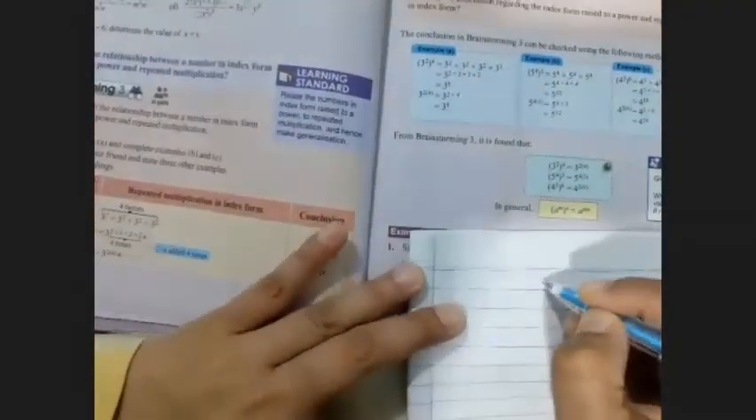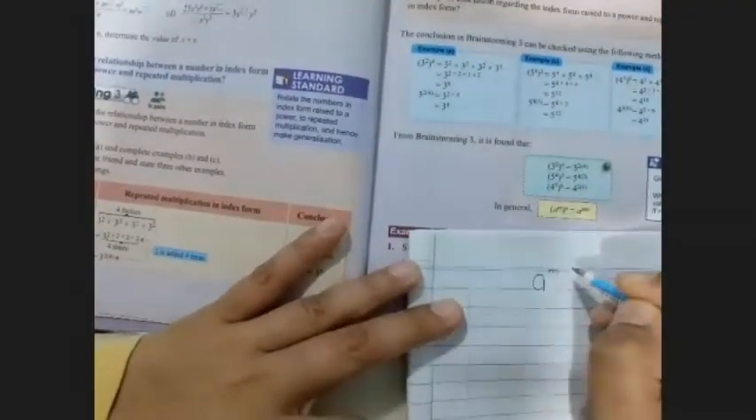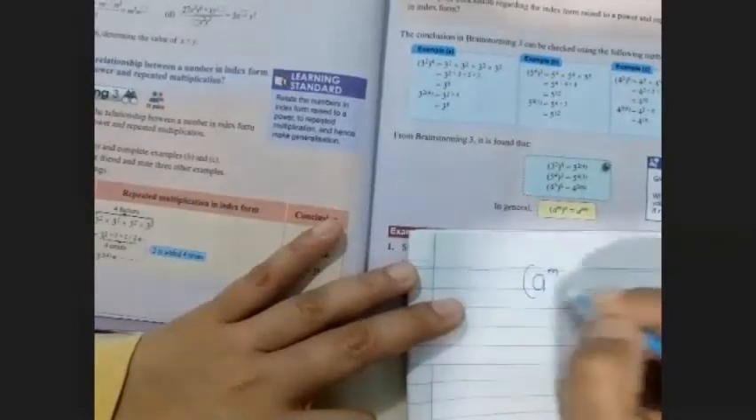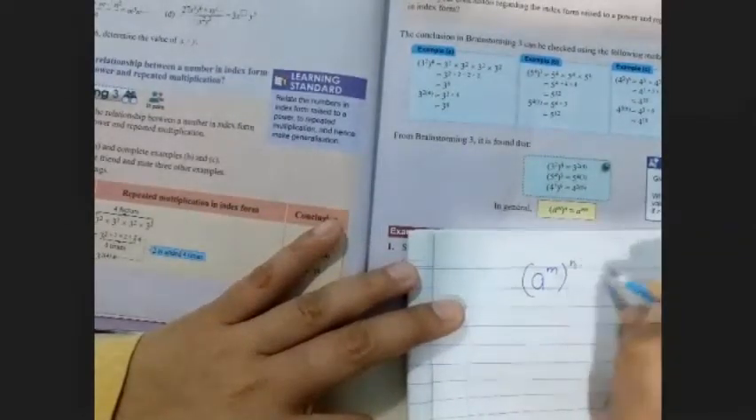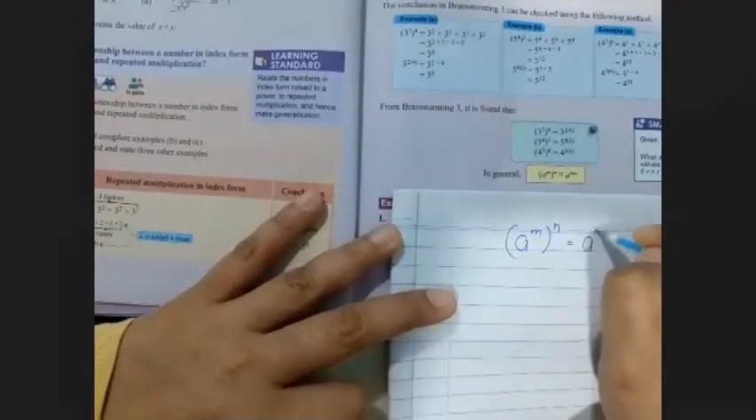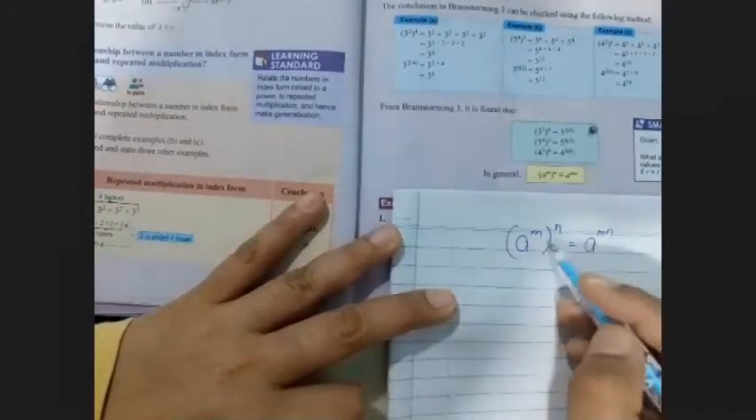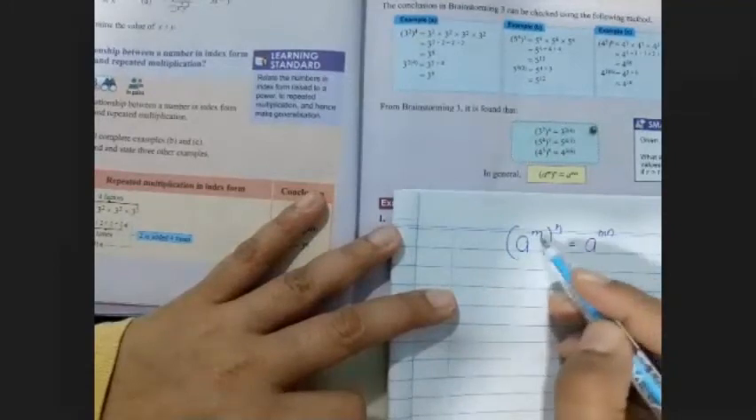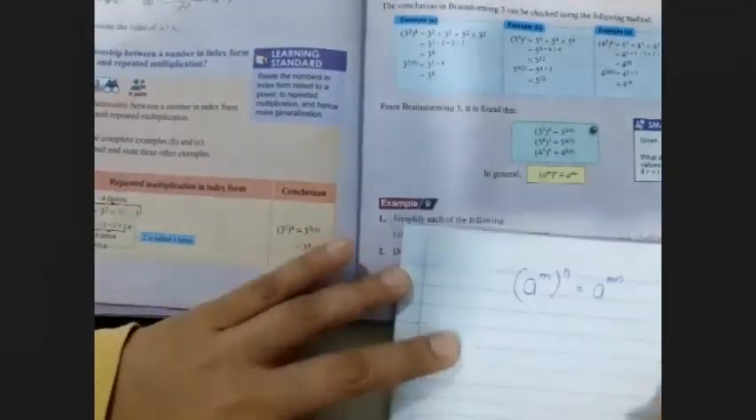This is the third law. A power of m in bracket power of n is equal to A power of mn. This is multiplication. The index, you multiply between m and n. So example 9.